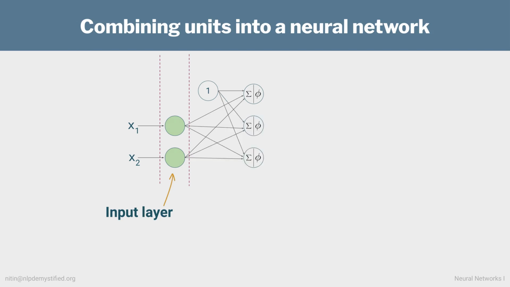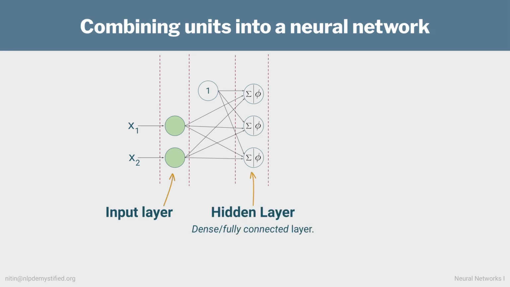In this case, we're adding 2 more units, and both are also receiving all inputs. The number of units in a layer is called the layer's width. Any layer between the input and output layers is called a hidden layer. In this case, it's also a dense or fully connected layer because each unit is receiving every output from the previous layer. Dense layers are probably the most common type of layer you'll encounter.